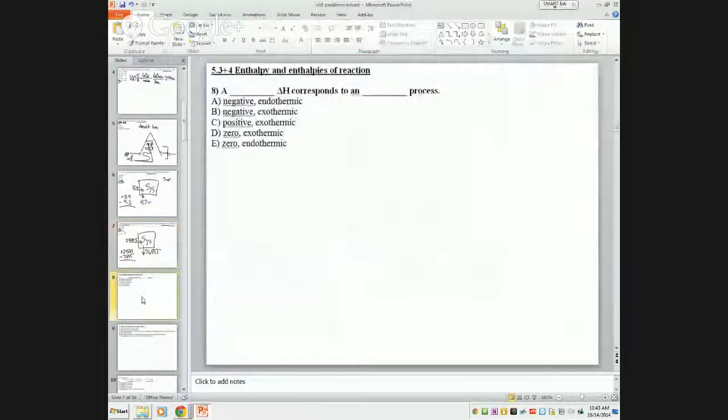Start with question number 8. So we're talking about enthalpy and enthalpies of reactions, talking about heat and how heat changes during these reactions. So for the first one, it says a blank delta H corresponds to a blank process.